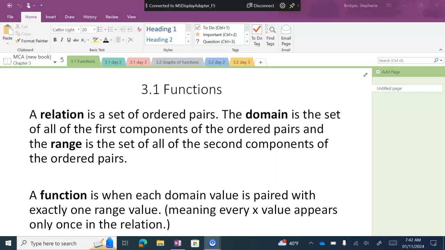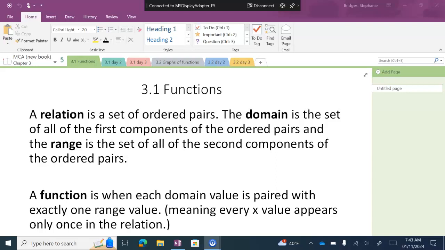And then a function is when each domain value is paired with exactly one range value. And what that means in plain English is each x value appears one time. You don't have the same x value repeated. That will be another question on your quiz. It will give you a relation, a set of ordered pairs, and it will ask you, is it a function? What you look at are the x values. If all of your x values are different, then yes, it is a function. If any of your x values are repeated, then no, it is not a function.